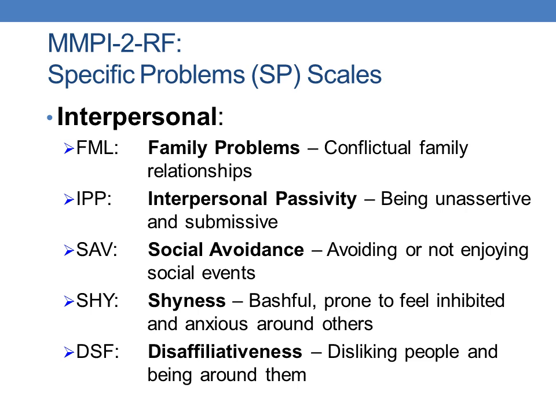You have 5 different types of interpersonal scales, so those items that reference conflictual family issues. A scale that captures a tendency to be passive and unassertive, submissive, and at the low end, kind of capturing more dominance, interpersonal dominance. You have a scale that looks at social avoidance, so either avoiding or not enjoying social events. And then that personality trait of shyness, kind of being bashful, inhibited when around others.